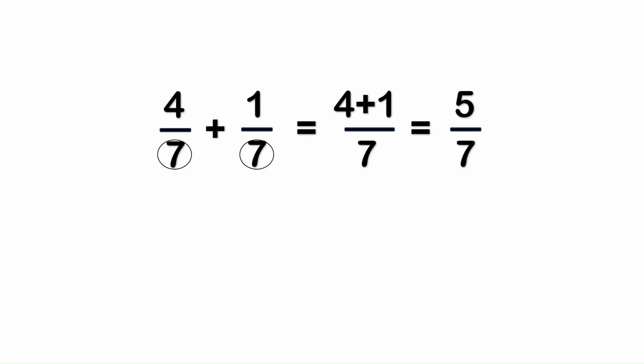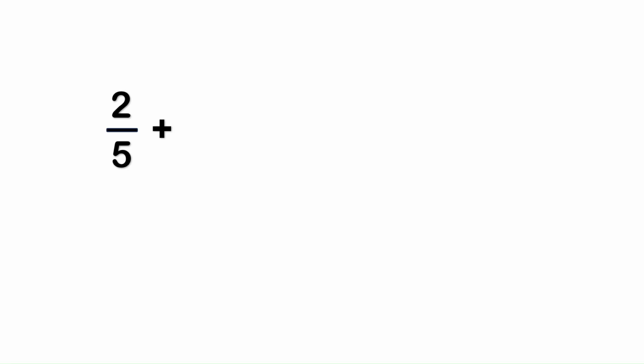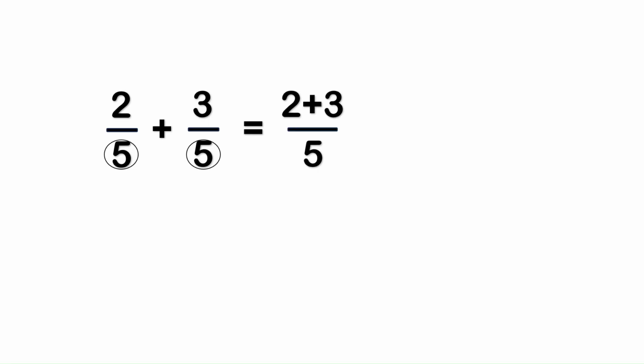Similarly, add 2 upon 5 with 3 upon 5. Since the denominators of both fractions are same, which is 5, we write 5 as the denominator and 2 plus 3 as the numerator. This simplifies to 5 upon 5, which further simplifies to 1.